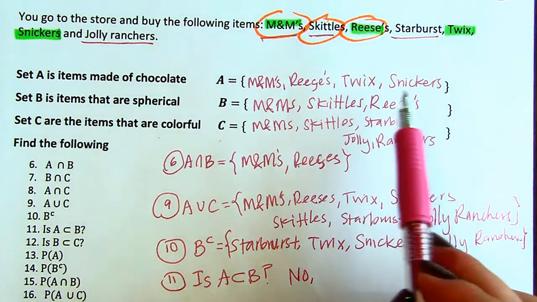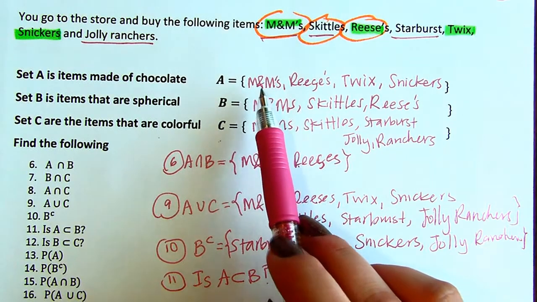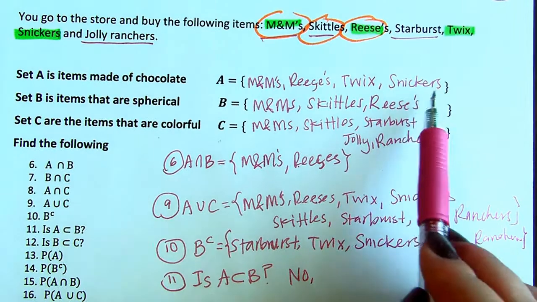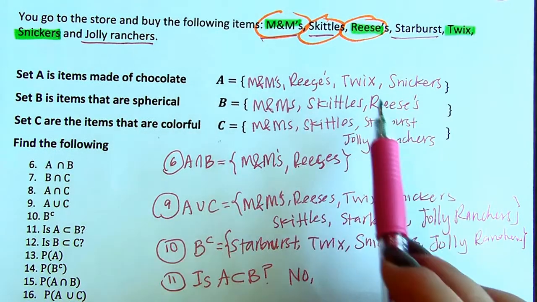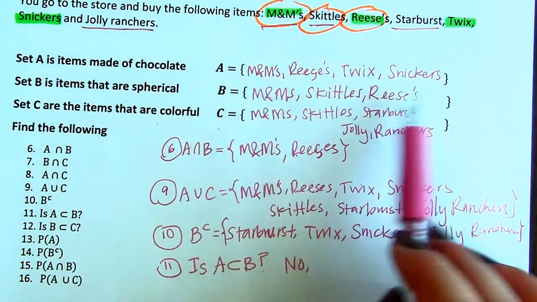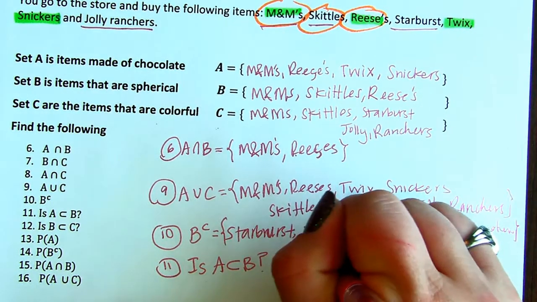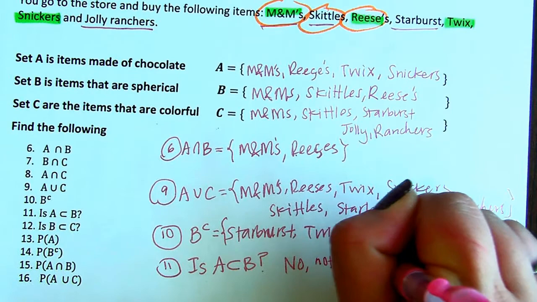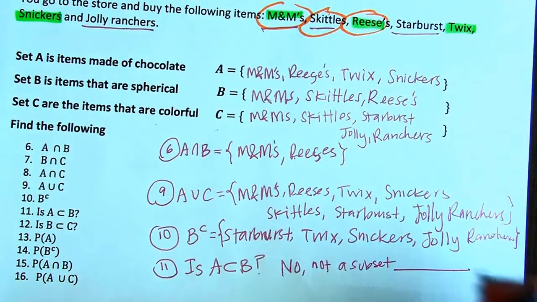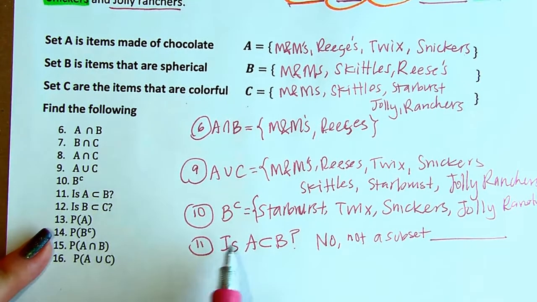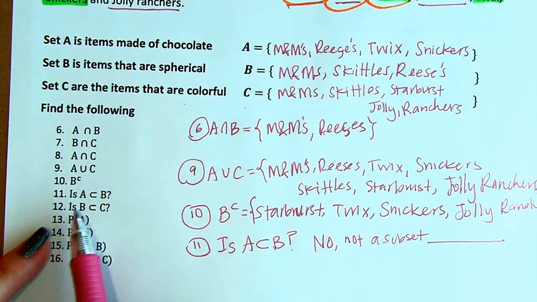Because set A has M&Ms, Reese's, Twix, and Snickers, and there's stuff that's missing. A has more things than B does, so all the things that A has are not inside of B. Not a subset. Number 12 is a similar question, but we're looking at sets B and C.